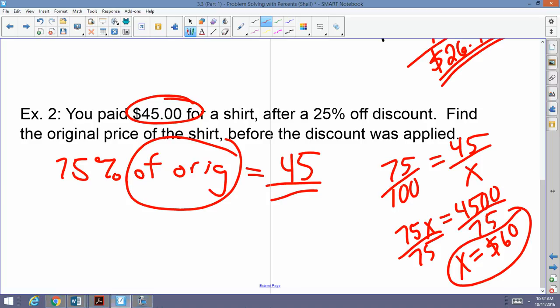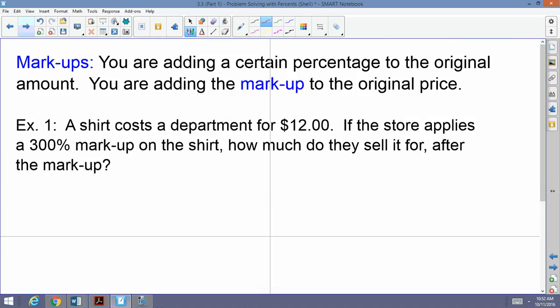Okay. Now, the good news, almost exactly the same. Markup. Markup is the exact opposite of discount. You're adding a certain percentage to an original amount. You're adding the markup to the original amount. So a shirt costs a department store $12. If the store applies a 300% markup on the shirt, how much do they sell it for?